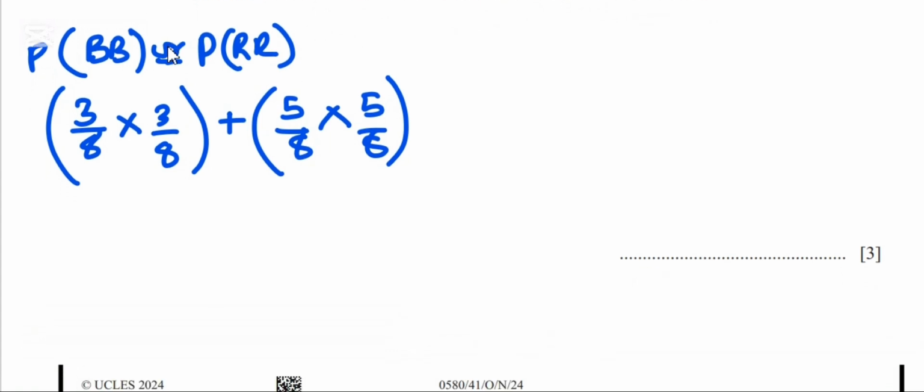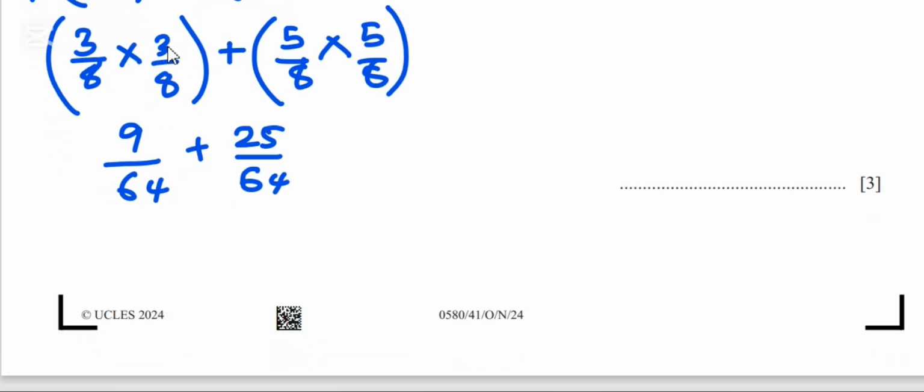All right, so 3 times 3 is 9/8 times 8 is 64, plus 5 times 5 is 25/8 times 8 is 64. Because the denominators are the same, we just pick one, so 64, and then we add the numerators. 9 plus 25 is 34. Okay, this is the probability, but we need to reduce it.